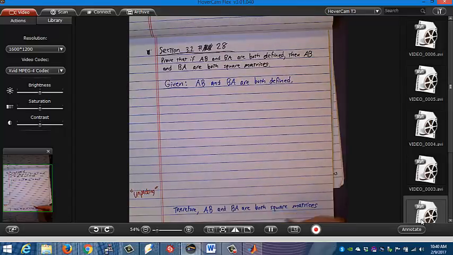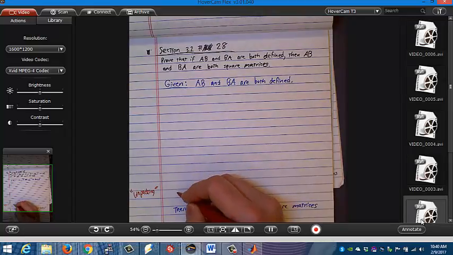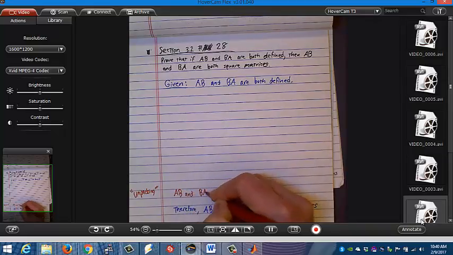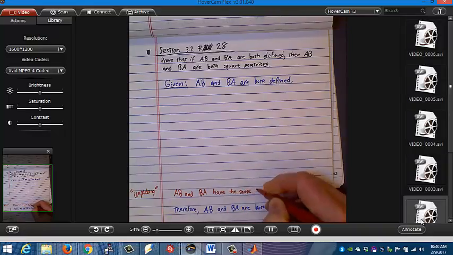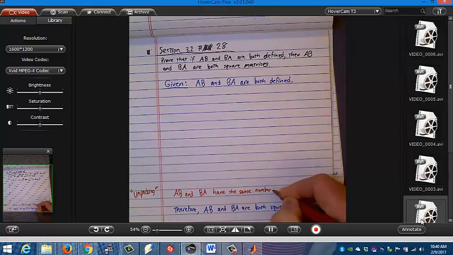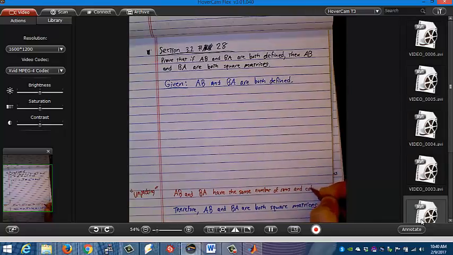Yeah, so it's like the step before this ought to say something like AB and BA have the same number of rows and columns. Right? It's important to know, that's why I talk about this class being a foreign language class. You know, you have to know what all the definitions are of all these different things. That's what we mean by square matrices.